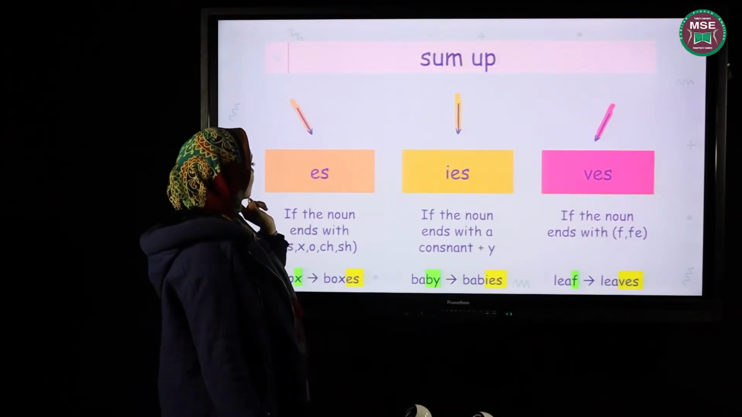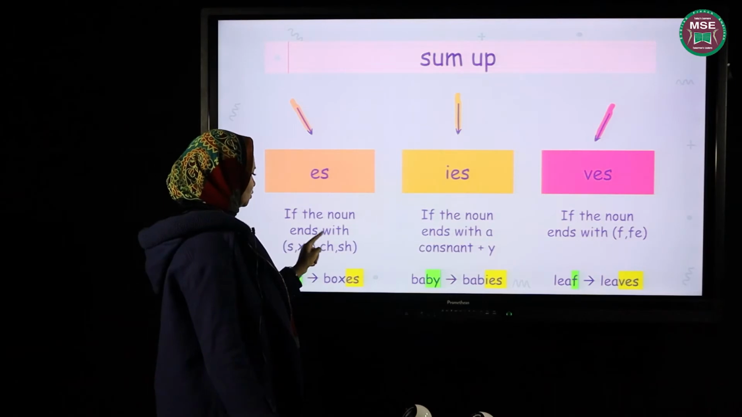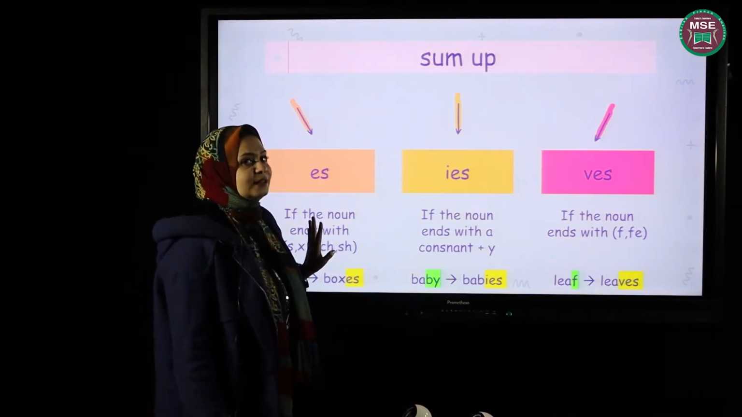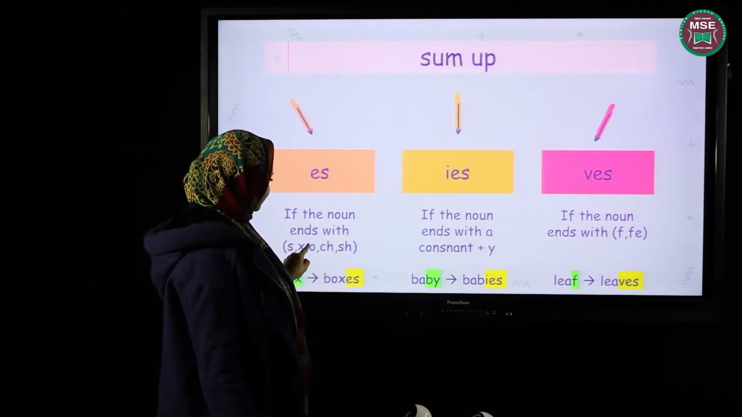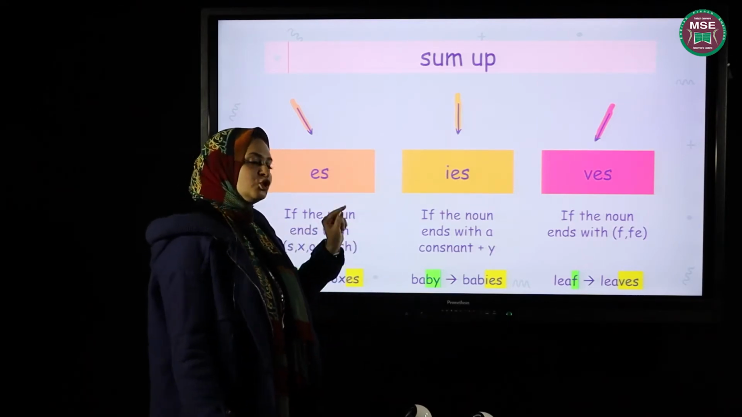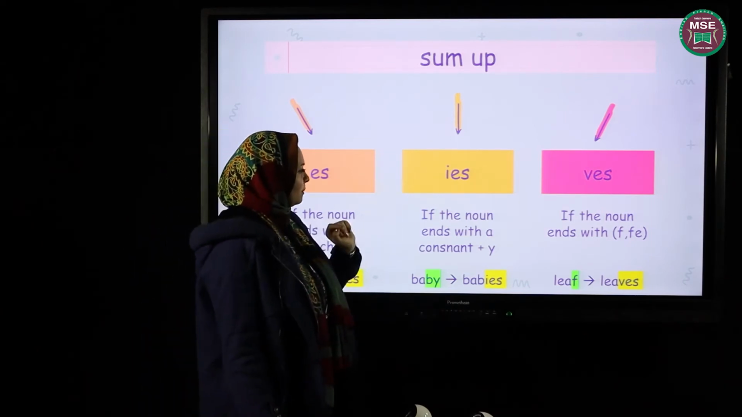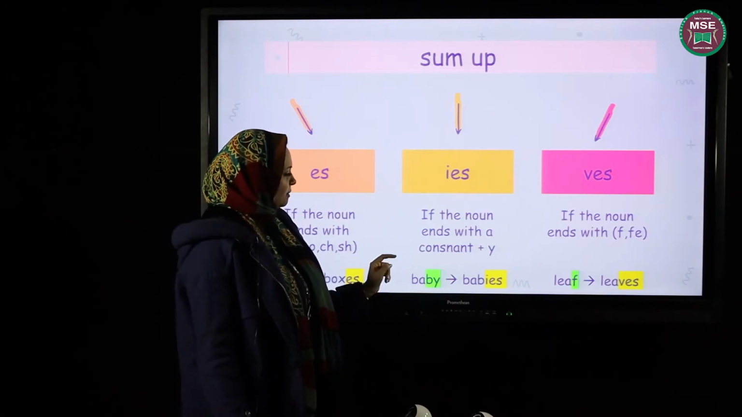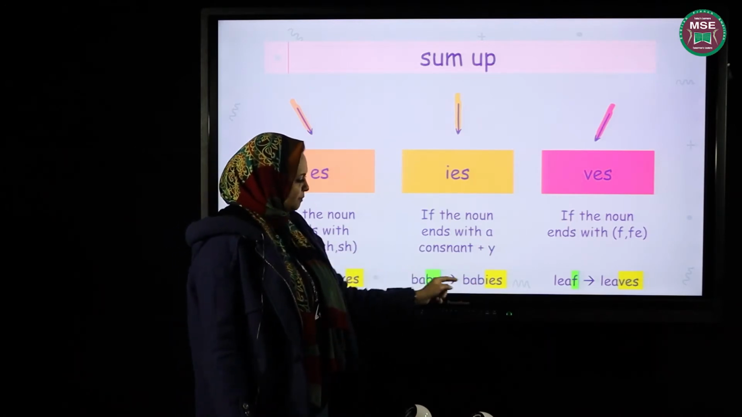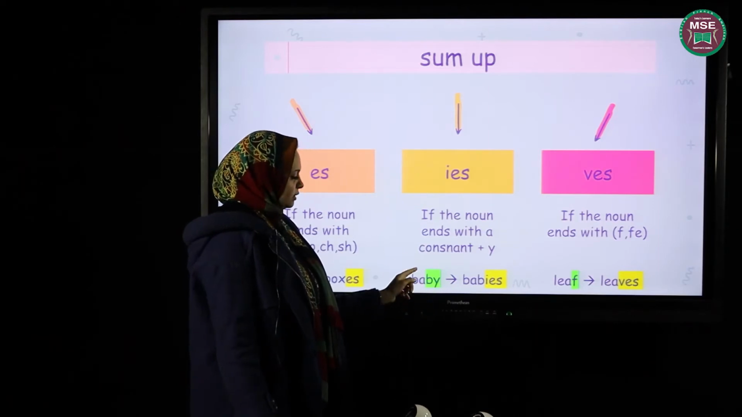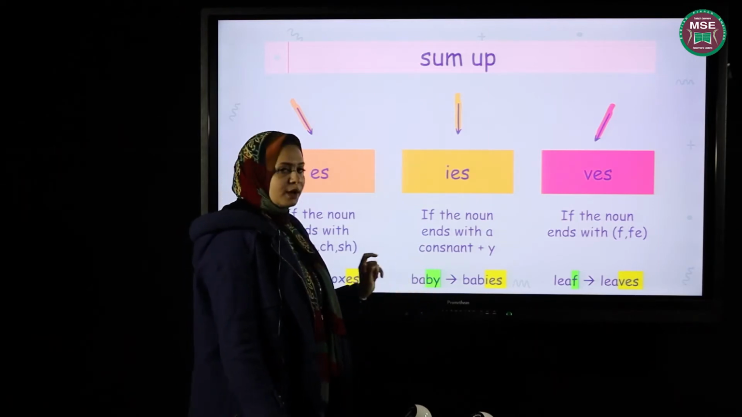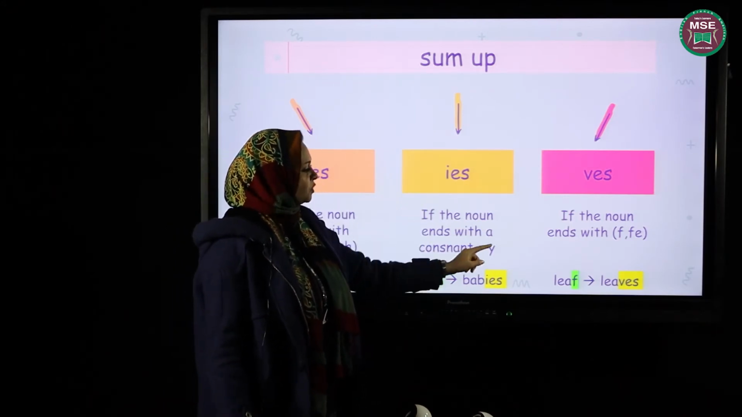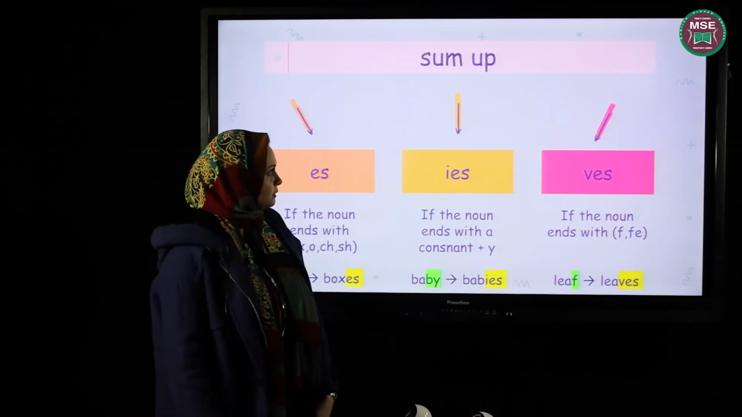Sum it up. ES: if the noun ends with S, X, O, CH, SH, you're gonna put just ES and keep them. Keep the S and X and O and CH and SH, keep them and put just ES. What about IES? If the noun ends with a consonant plus Y, like baby, you're gonna cross the Y out and put IES, because the noun ends with Y and before this Y, a consonant. VES: if the noun ends with F or FE, you're gonna cross it out and put VES.